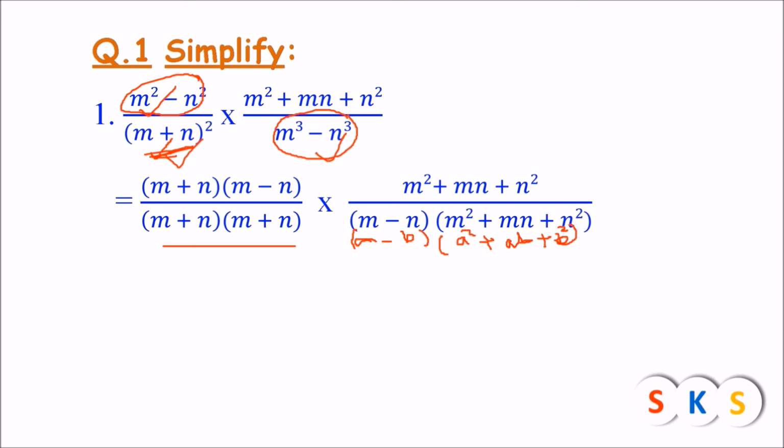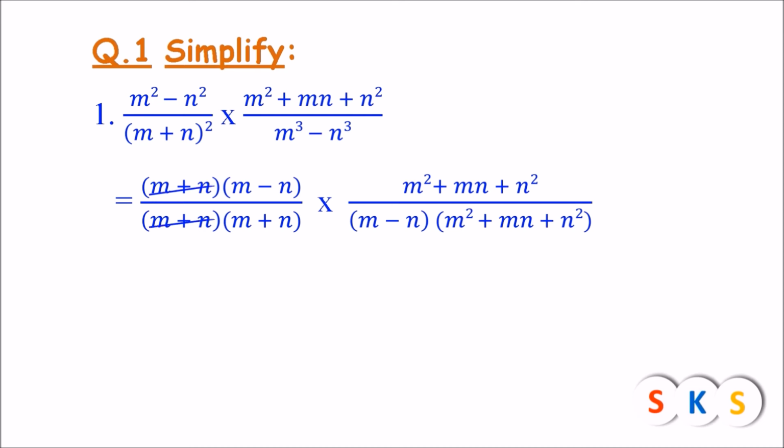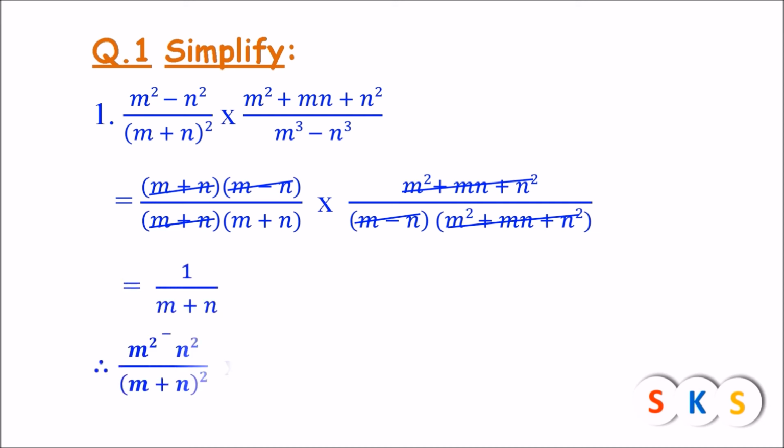Okay, now you can see that m plus n and m plus n will get cancelled, m minus n and m minus n will get cancelled, and m square plus mn plus n square will get cancelled. So what is left? In the numerator you will get 1, and in the denominator you will get m plus n. So we will get 1 upon m plus n. Therefore the answer is 1 upon m plus n.